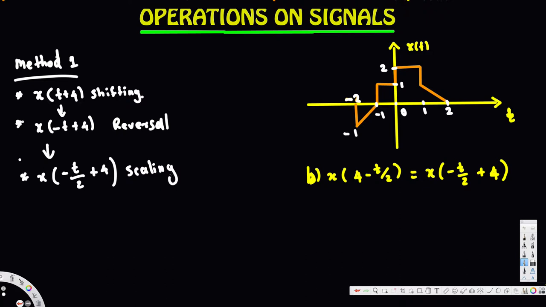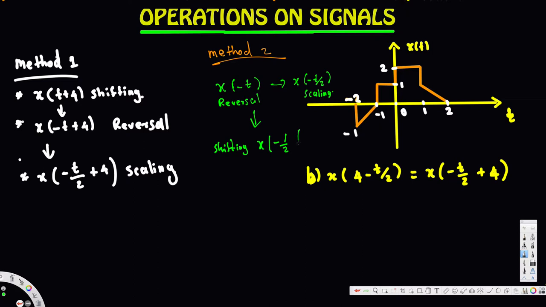So this is one of the methods. Now let's see what the other method is. The other method is method 2. The first step is we reverse this one, x of minus t, reversal. And the second step is we scale this one, x of minus t divided by 2, scaling. And after that we shift this one. So shifting is going to be x of minus t divided by minus half, and then t minus 8. So this is another way.